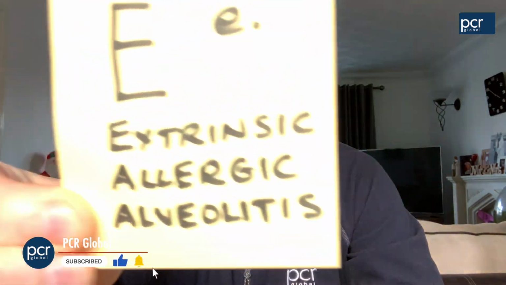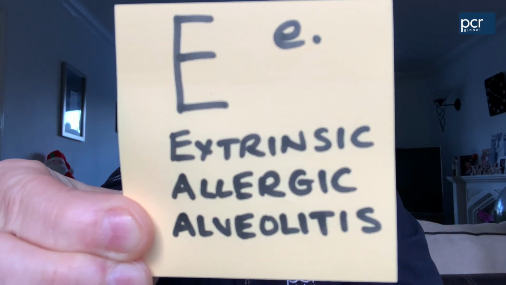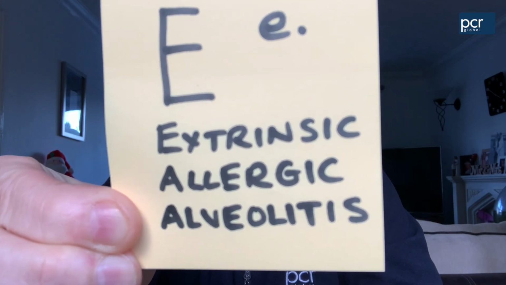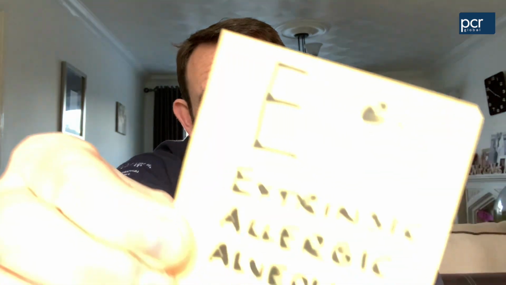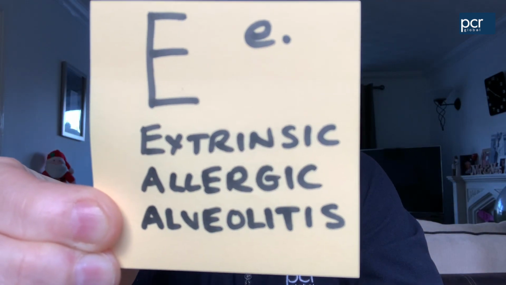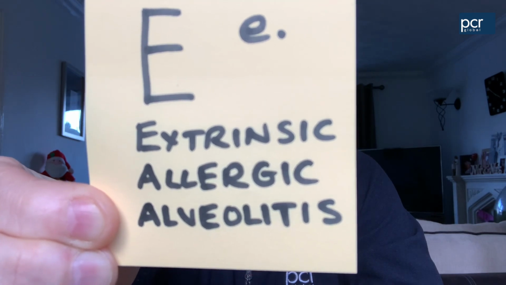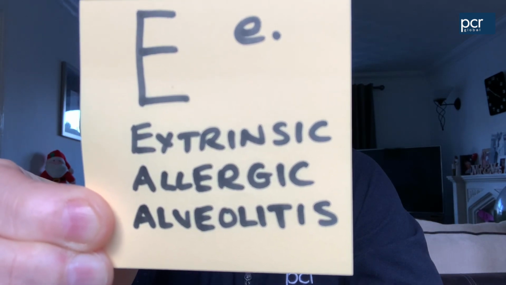Today's letter was E, and the subject was extrinsic allergic alveolitis, not echidna, which is a little spiny anteater that lives in and around Australia, Tasmania and New Guinea.